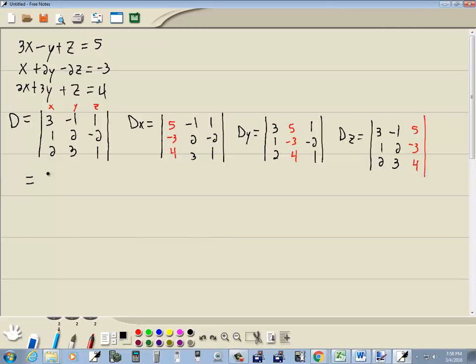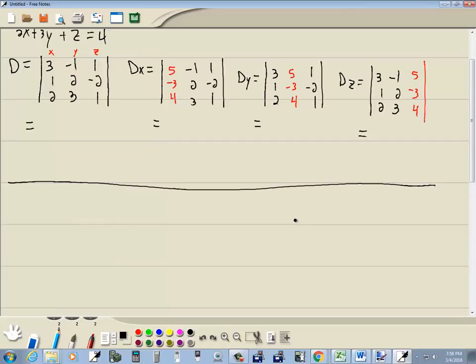Now this is going to equal to something. This will equal to something, and this will equal to something, and this will equal to something. Let's take this piece by piece. So let's find this determinant. I don't got room for all of this, so I'm gonna do this, and then I'll erase this part. So I got 3, negative 1, 1, 1, 2, negative 2, 2, 3, 1.